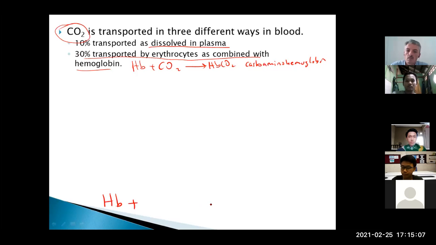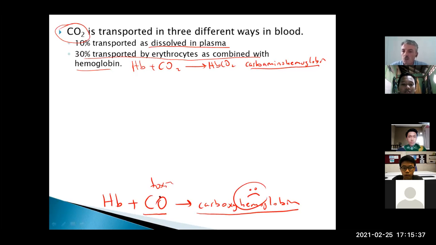Not carboxyhemoglobin. Carbon monoxide plus hemoglobin is carboxyhemoglobin. This is problematic. This means you are in danger. Anyway, long story.